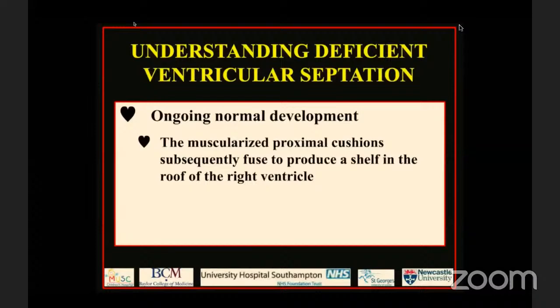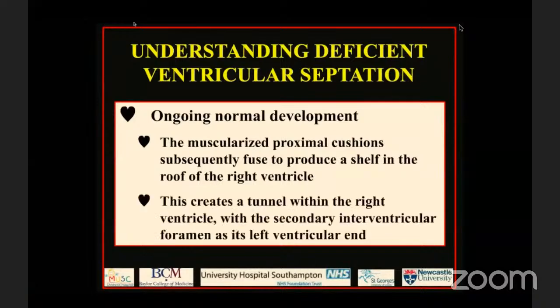Now, what happens during normal development? Well, those proximal cushions muscularize. And it is interesting that the embryo does exactly what you ask the surgeon to do when the surgeon is asked to repair double outlet right ventricle. Because those proximal cushions muscularize and they produce a shelf in the roof of the right ventricle. And that shelf in the roof of the right ventricle creates a channel between the aortic root and the left ventricle. And that channel has the secondary interventricular communication at its left ventricular end.